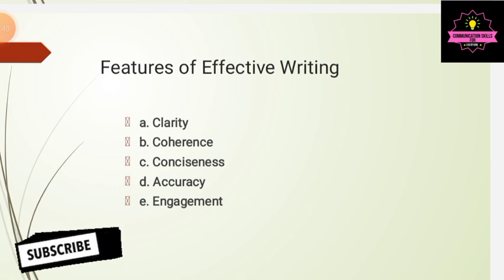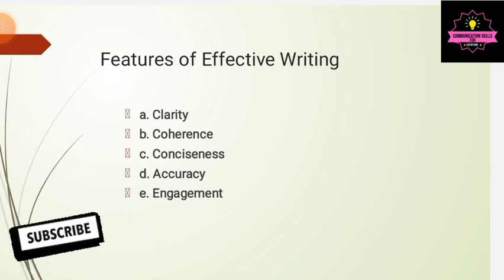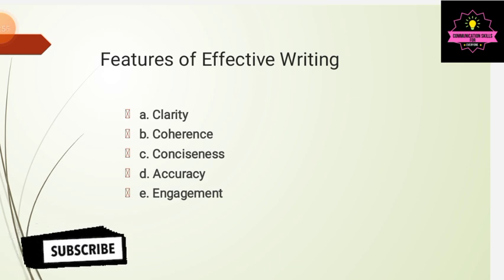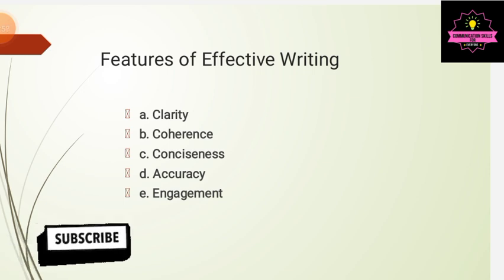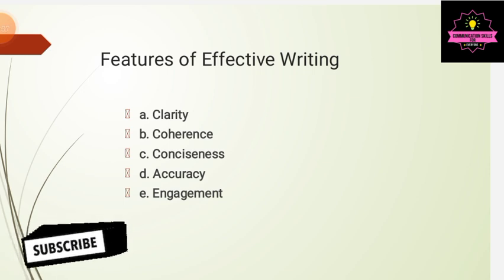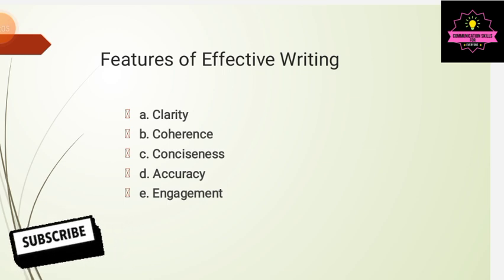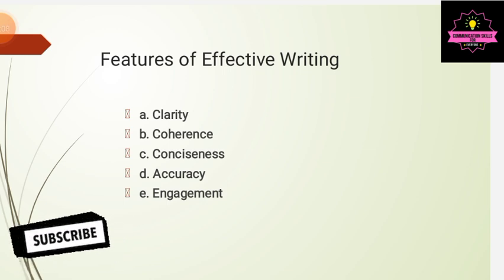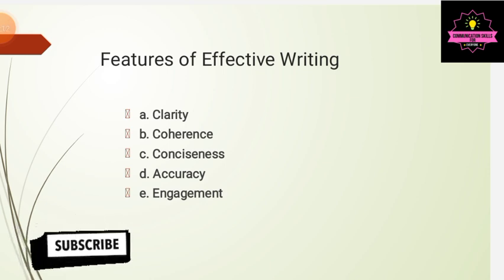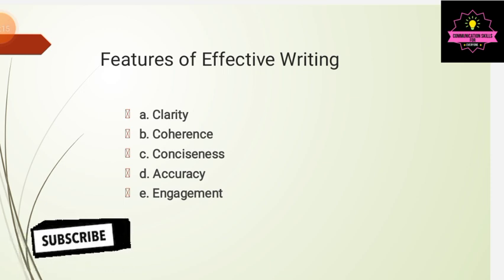Next, accuracy. Accuracy ensures factual correctness and precision in details. Verify facts and data before you write something, check sources for accuracy, use precise language, and avoid vague expressions. And the last one, engagement. Writing should captivate and hold the reader's interest. The reader should not move in another direction or skip reading.